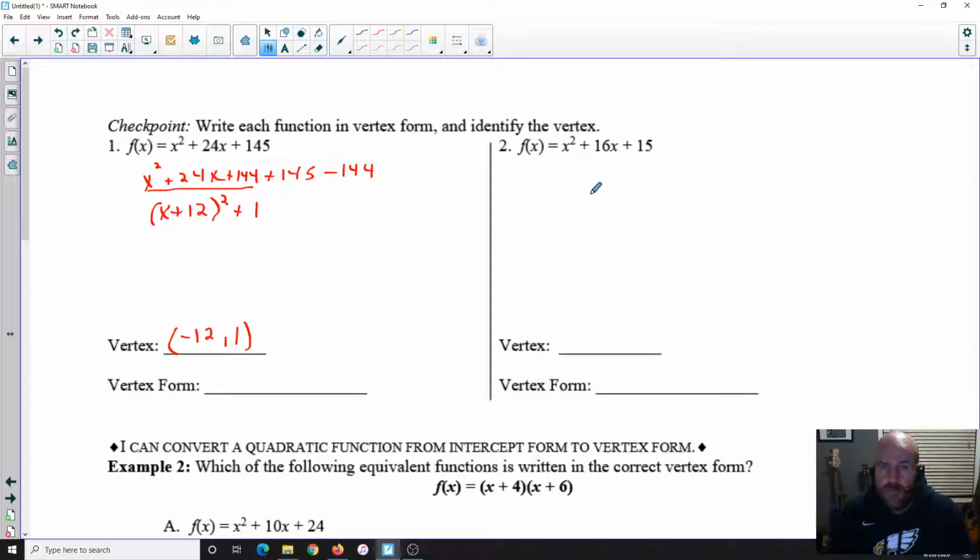All right, and then the second one. Half of b is... sorry, half of 16 is 8, so we're putting 8 inside. And then 8 squared is going to be 64. So we're going to go ahead and subtract 64 from 15, and that gives us a negative 49.